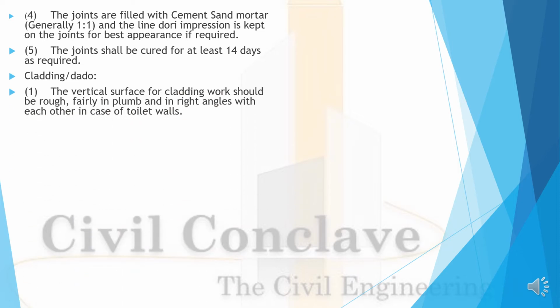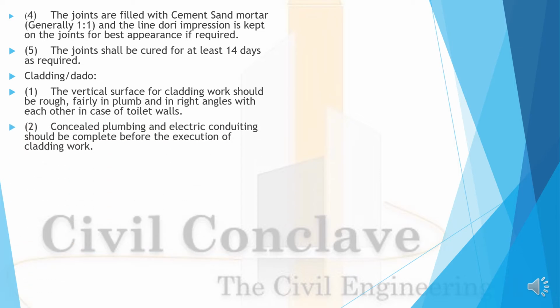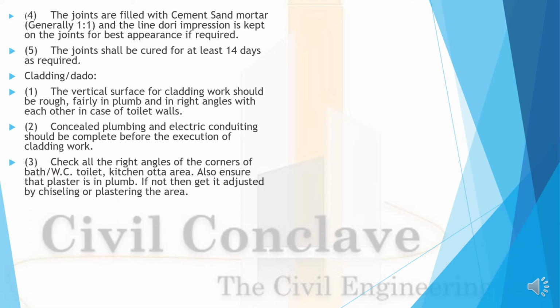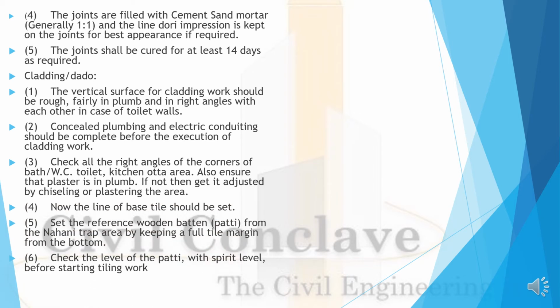Cladding and dado. The vertical surface for cladding work should be rough, fairly in plumb and at right angles. Concealed plumbing and electrical conduiting should be complete before the execution of the cladding work. Check the right angles of the corners, bath, WC, toilet, etc. Also ensure the plaster is in plumb. If not, get it rectified.